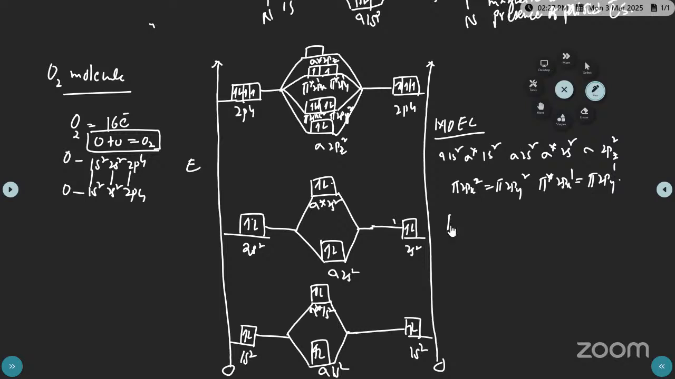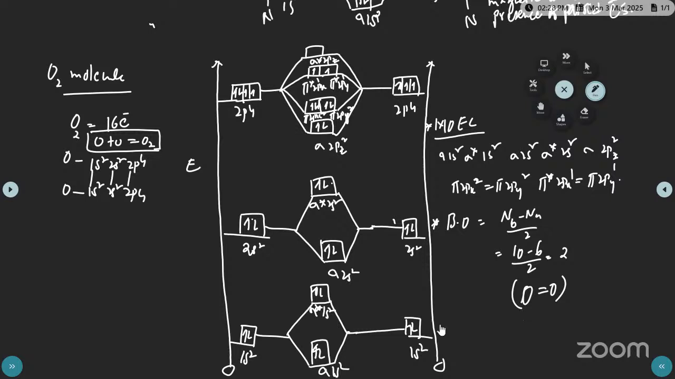Next, bond order. Bond order is (Nb minus Na) by 2. How many bonding electrons? 2 plus 2 is 4, plus 6 is 10. So 10 electrons in the bonding molecular orbitals. And how many in anti-bonding? 2, 2 and 2, total 6. 10 minus 6 by 2 is 2. So the oxygen molecule exists as O double bond O. With bond order two, the two bonds bind the two atoms in the oxygen molecule.